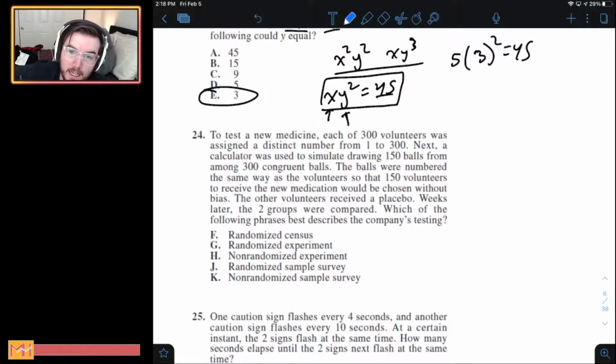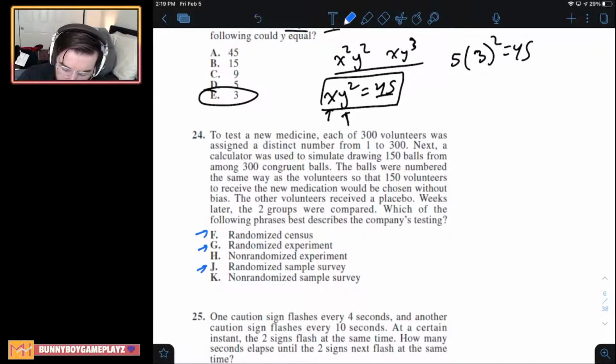And they were randomly chosen via the balls, right? So it was random, definitely random, okay? There was nothing non-random about this. It was a luck of the draw type situation. And is this an experiment, a census, or a survey?